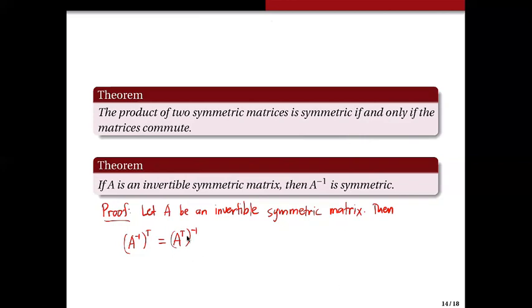But then again, A is a symmetric matrix. Therefore, A transpose is just A. And therefore, we have now the desired conclusion: A inverse transpose is equal to A inverse. Therefore, A inverse is symmetric. Questions?